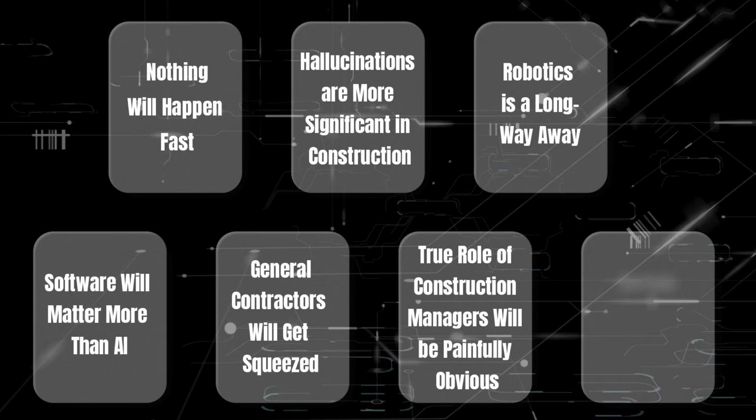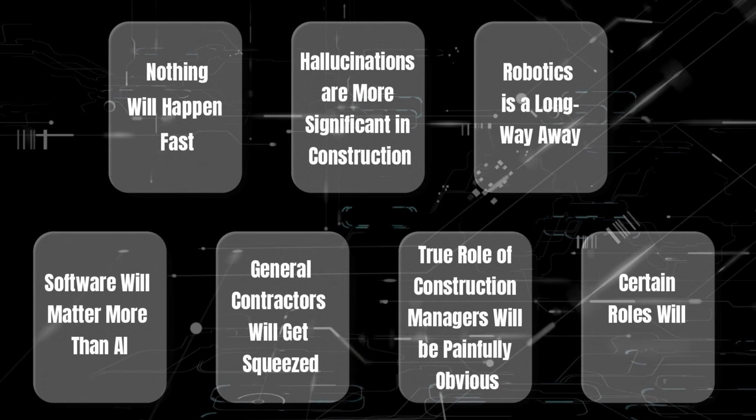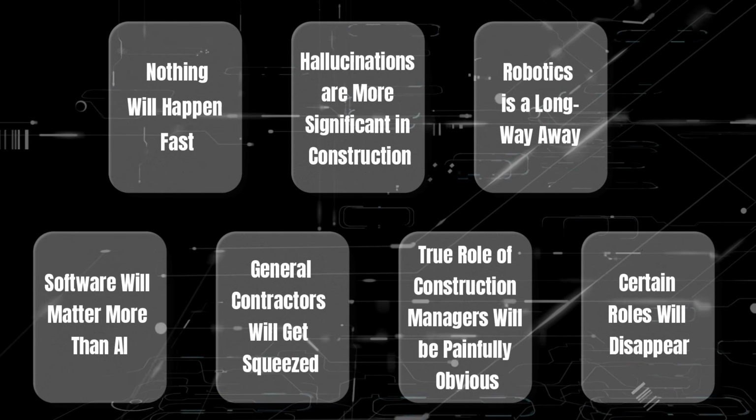AI is going to highlight it and cause us to have more rigorous and formal processes about how we track and manage information. Now, at the start of the video, I said I think certain roles will disappear. So yes, prediction 7 is that I think specific construction management roles will shrink and potentially even disappear.